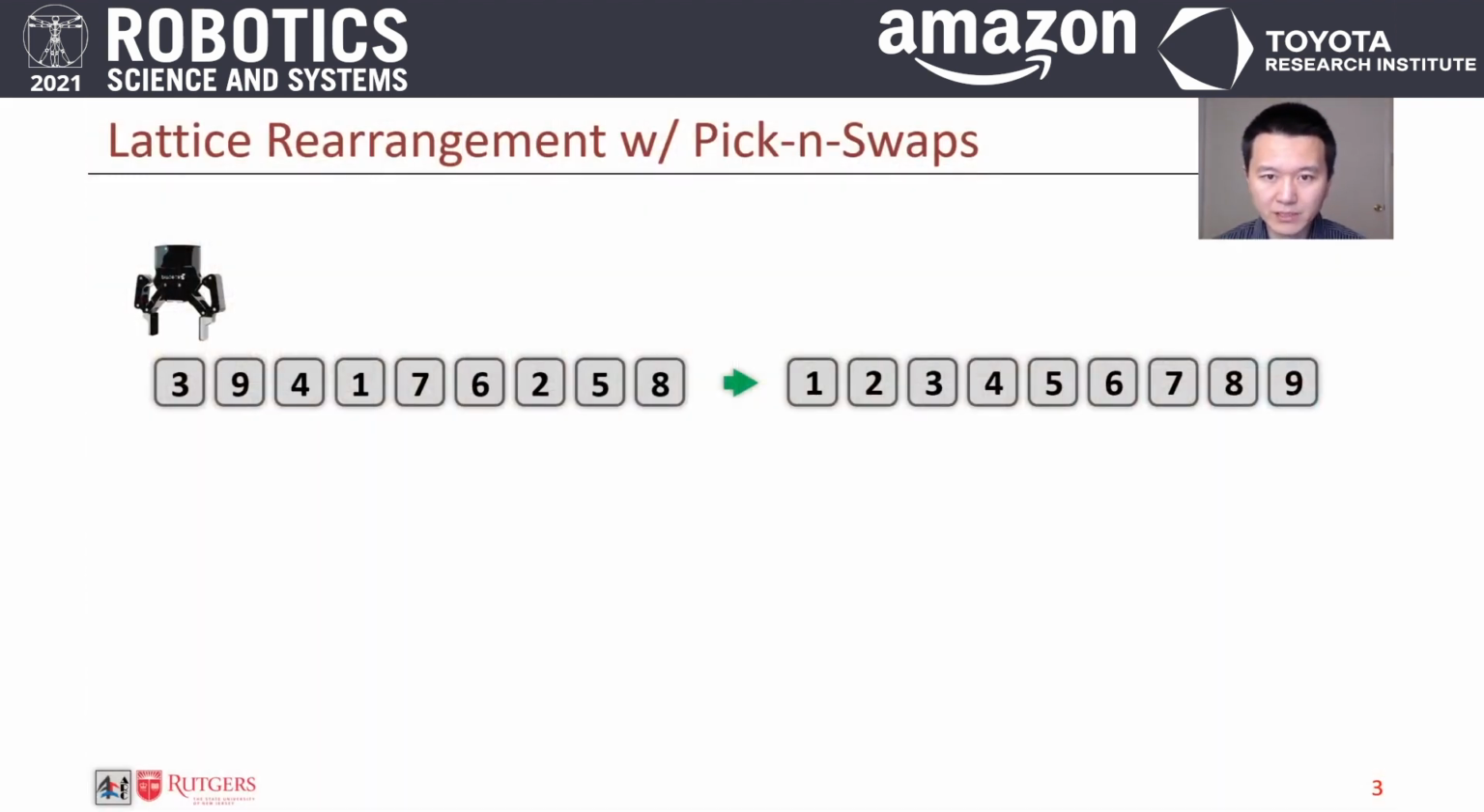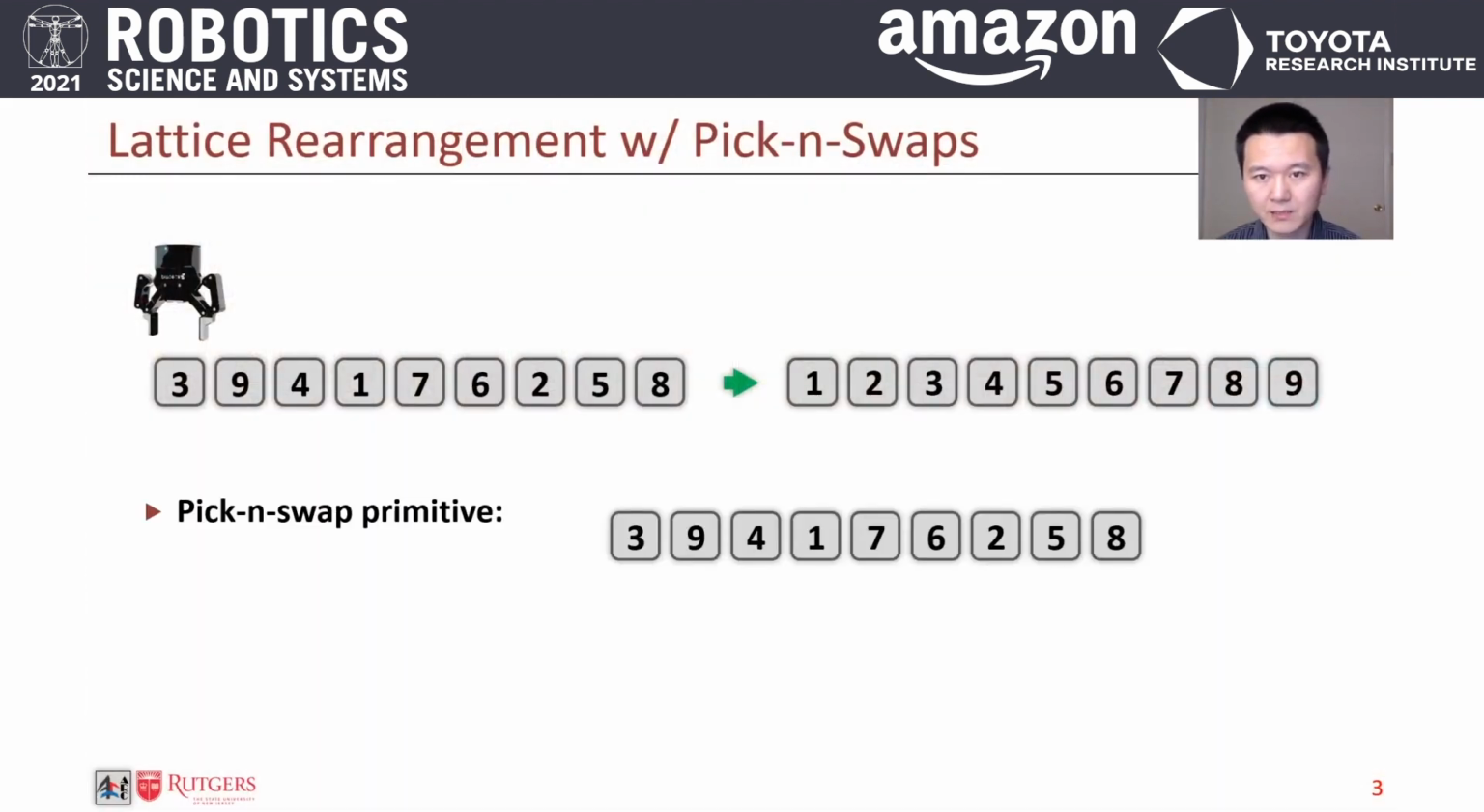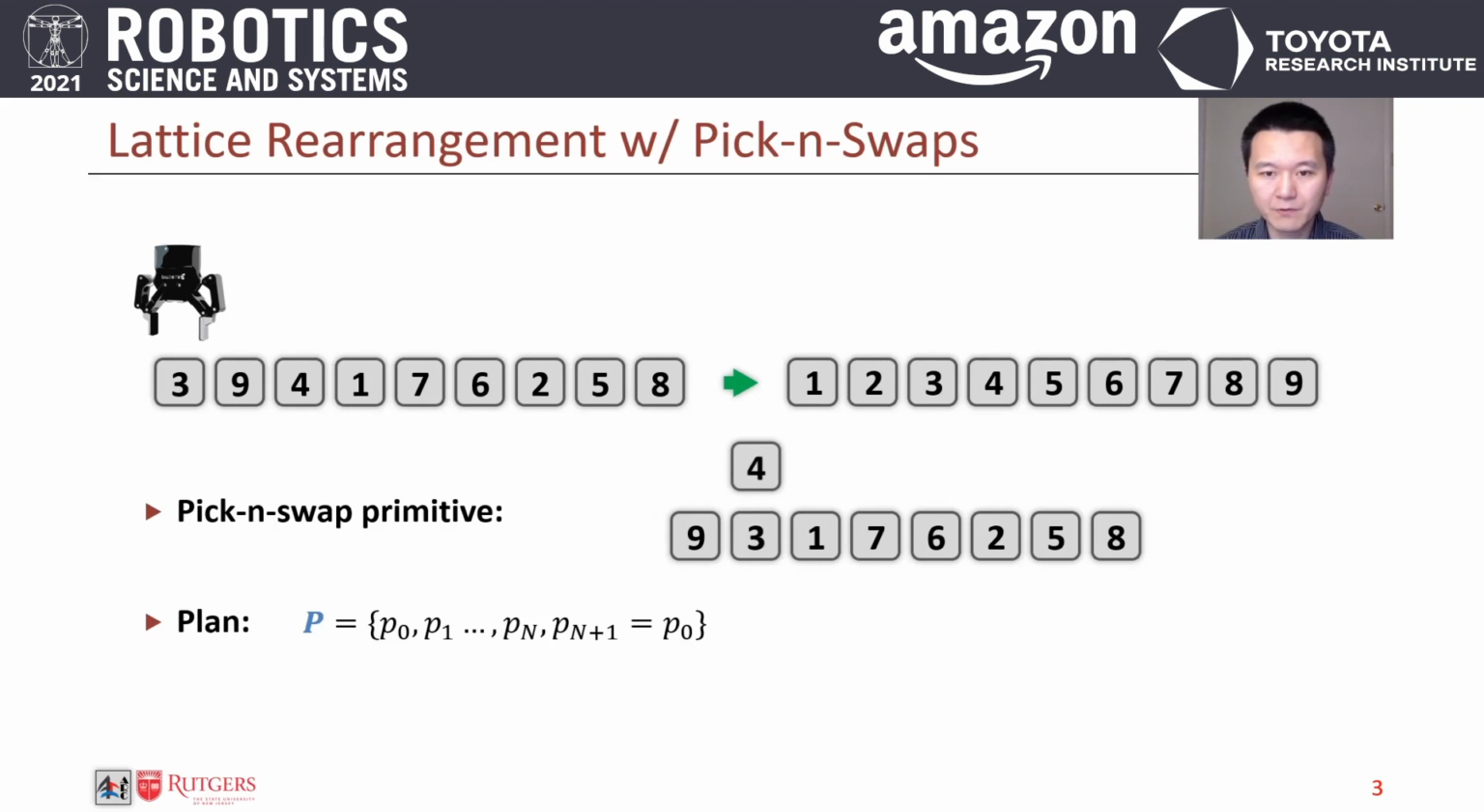In rearranging the items, we assume a pick-and-swap model, where the robot may pick up or drop off items, move around, and make item swaps. For such problems, a plan P may be fully specified as a sequence of end-effector locations P0 through Pn plus 1, where P0 is the end-effector rest position, usually at the top left of a lattice.